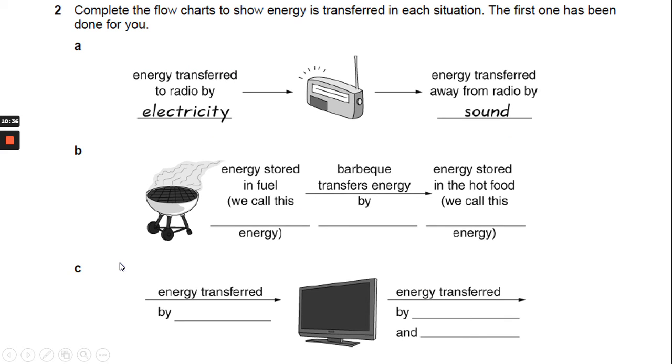Okay, so the next thing I would like you to do, on your question sheet, you need to complete the flow charts to show energy being transferred in each situation. The first one has already been done for you. Here we have electricity going into a radio, and it gives out some sound. That's what the radio does. Now can you do the same for the next two objects? You can pause the video now for about 2 minutes and have a go at this question.